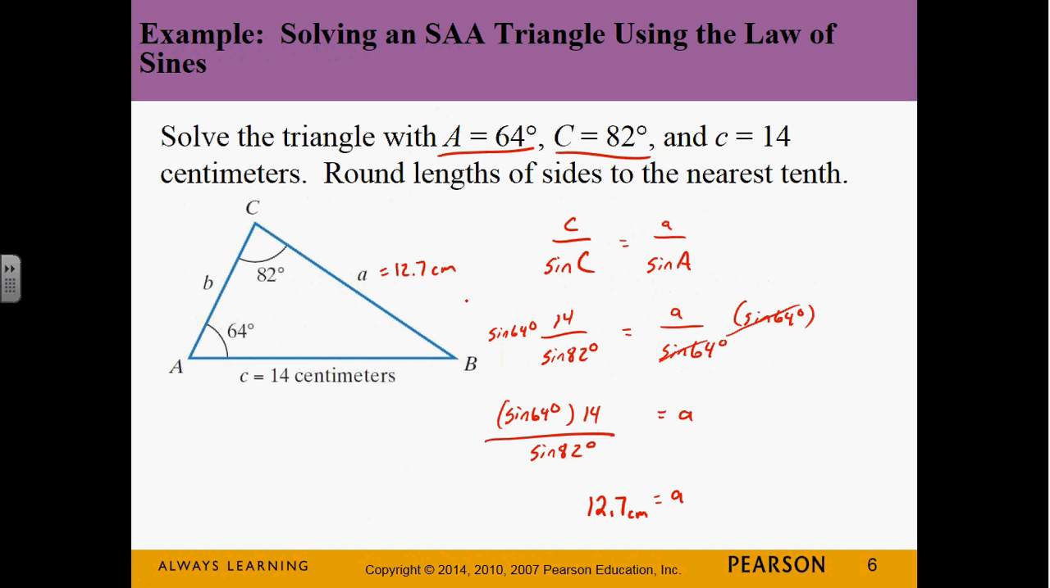Now we need to find B. But what information do I have that I'm going to be able to use? Can't use Pythagorean theorem because it's not a right triangle. Right, we know that we can find B because we've got the other two angles, right? I know that there's 180 degrees in a triangle. So if I do that, what does angle B have to be?